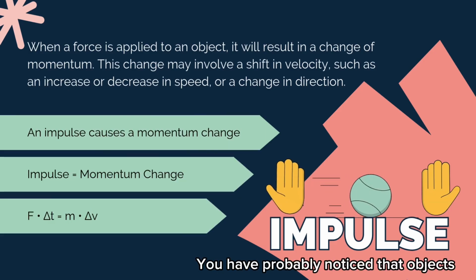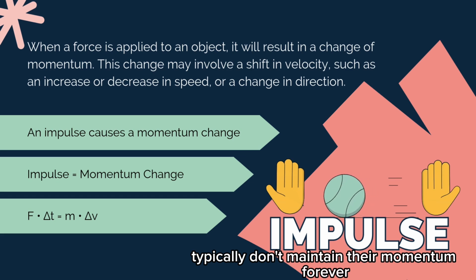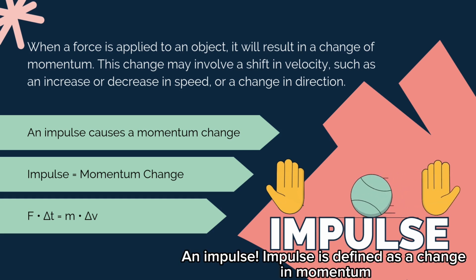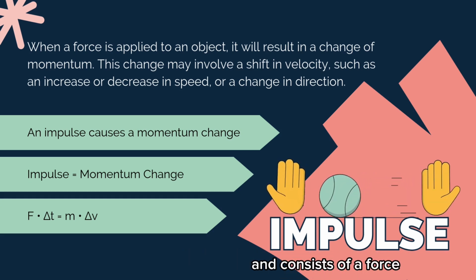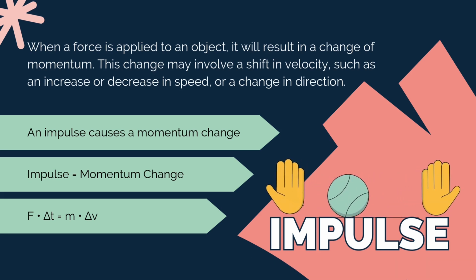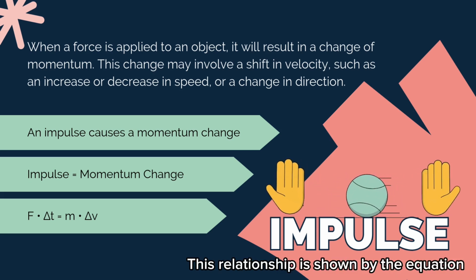You have probably noticed that objects typically don't maintain their momentum forever. So what causes a change in momentum of an object? An impulse. Impulse is defined as a change in momentum and consists of a force applied over a certain amount of time. This relationship is shown by the equation.